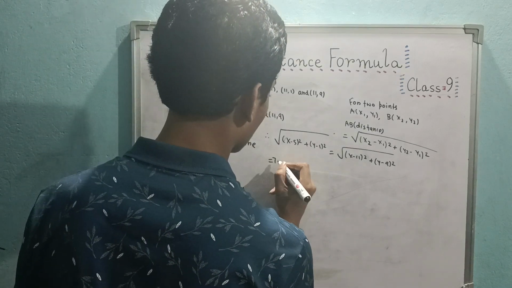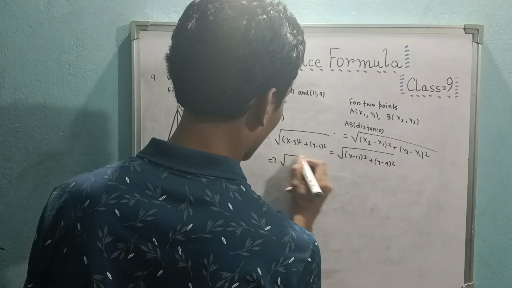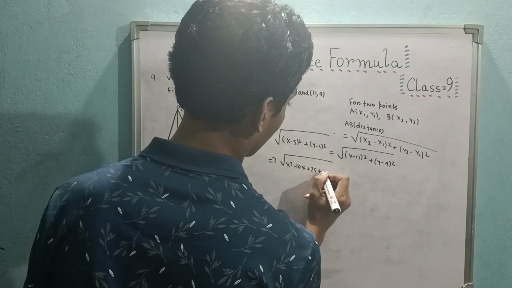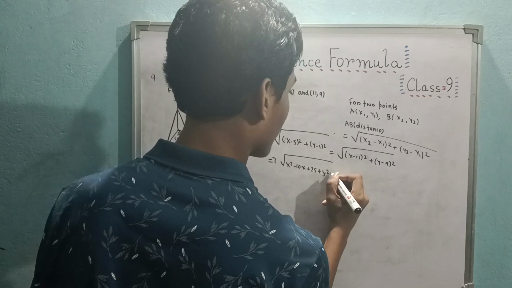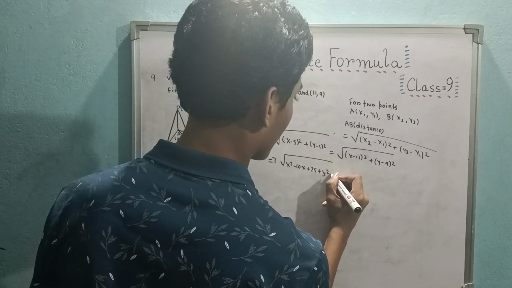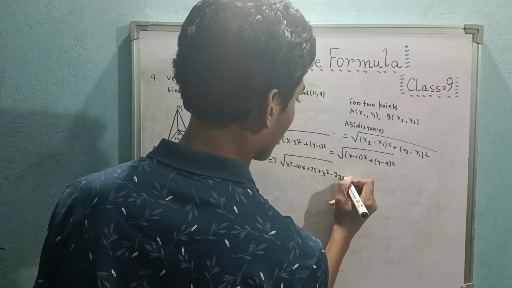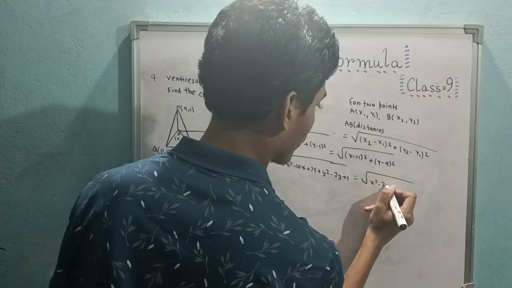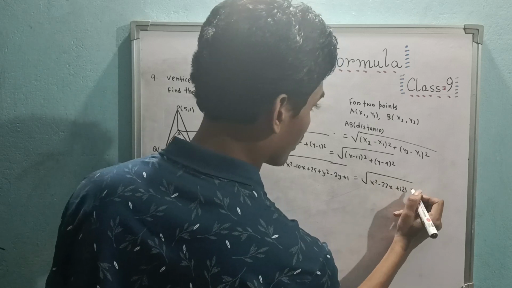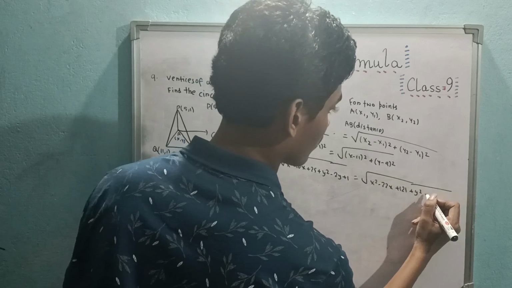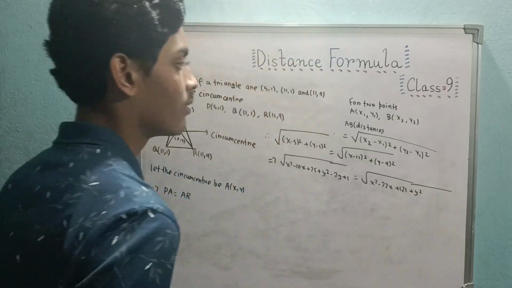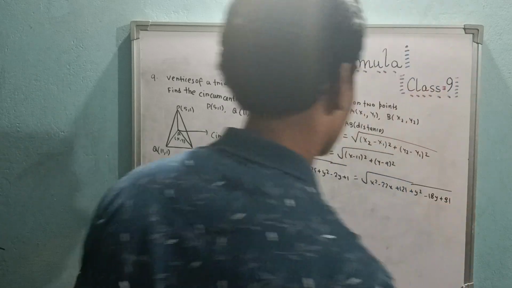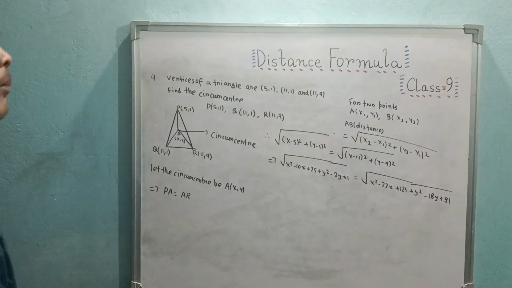Or root of x square minus 10x plus 25 plus y square minus 2y plus 1 equal to root of x square minus 22x plus 121 plus y square minus 18y plus 81. Okay. Then just square both sides.